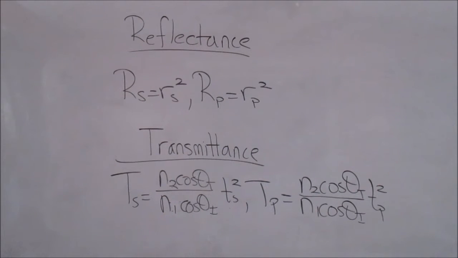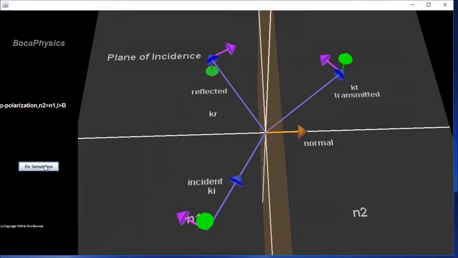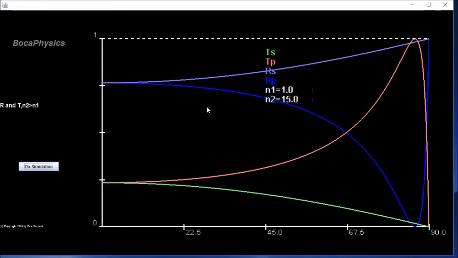We conclude this discussion of an electromagnetic wave propagating across an interface from one linear medium to another linear medium of higher refractive index with an analysis of reflectance and transmittance, defined as follows. The reflectance is equal to the square of the Fresnel coefficient, and this holds for both S polarization and P polarization. The transmittance is equal to n2 cosine theta t over n1 cosine theta i times the square of the Fresnel coefficient for transmission. Here we see the reflectance and transmittance plotted for both perpendicular polarization and parallel polarization.